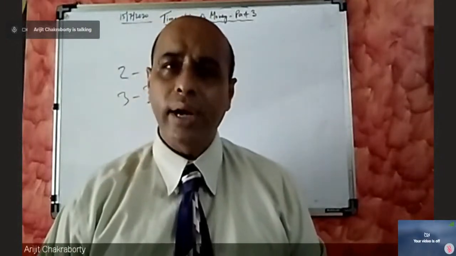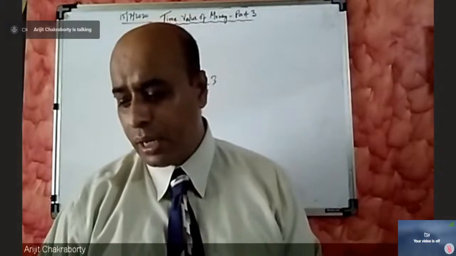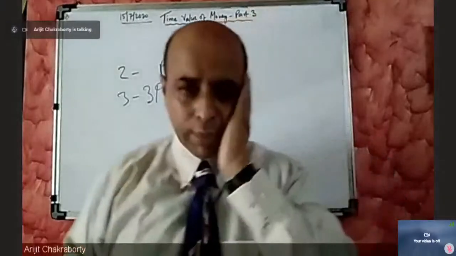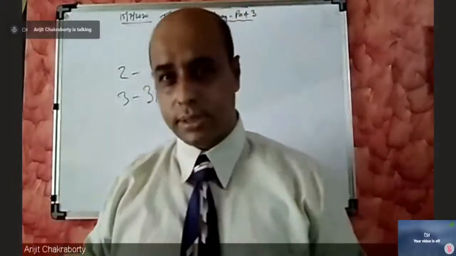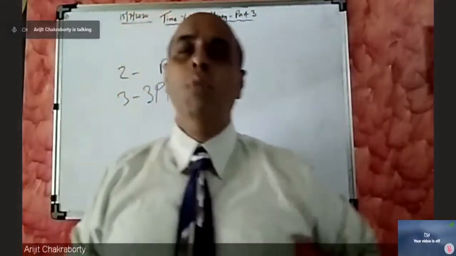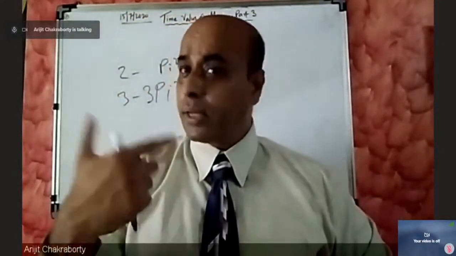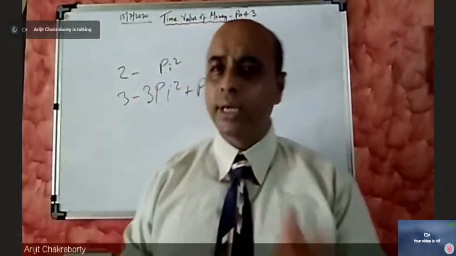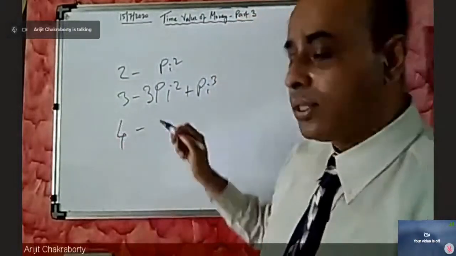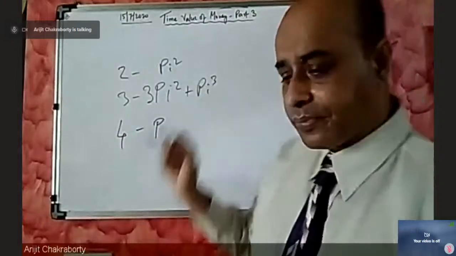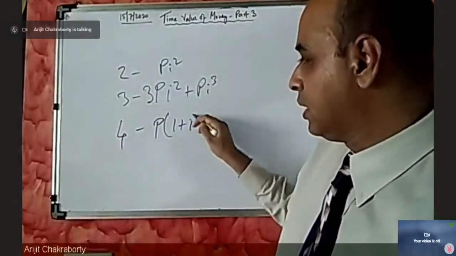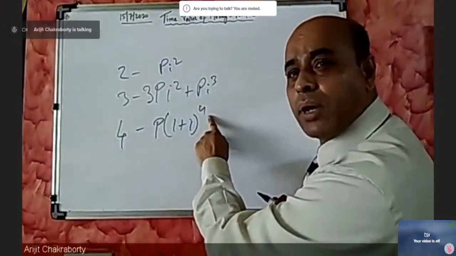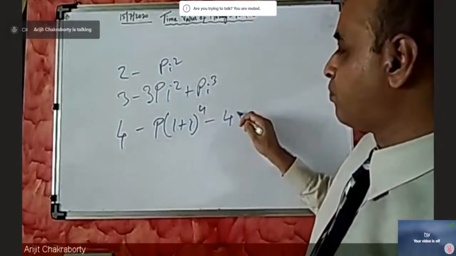Very few problems will come where 4 years are involved. Mostly the questions which have come, if you look at the model test paper, if you look at the past year's questions in the CA Foundation exam, are asking you to find out the difference of the compound interest and simple interest for 2 years or 3 years. But definitely for 4 years, the formula is P into (1 plus I) to the power 4, minus P, minus 4 P I.